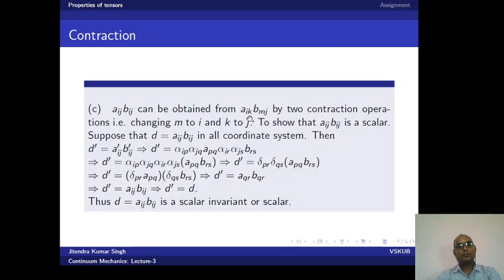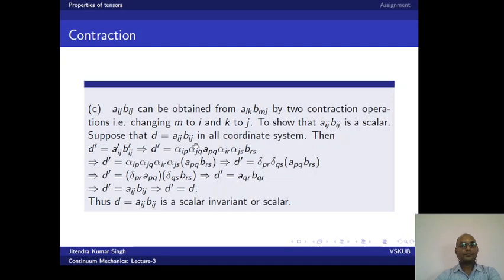So out of these four free suffix, I am changing two free suffix and putting as the other two free suffix. Means k I am putting as j and m I am putting as i. So this aik bmj is a fourth order tensor, and we shall do two contraction operations. So order will be reduced by 2 plus 2, means order will be reduced by 4. So 4 minus 4 is 0, means aij bij is a tensor of order 0, means it is a scalar. That one we have to prove, that it is a scalar.